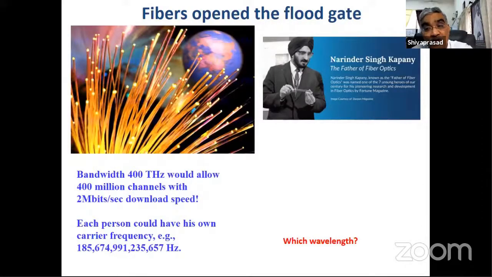So what to do? We all know the rectilinear propagation of light: it goes in a straight line. That's what we keep telling. But how to bend it? The person who learned how to bend light is Narendra Singh Kapany. He was working in London, at University College London, and he is called the father of fiber optics.